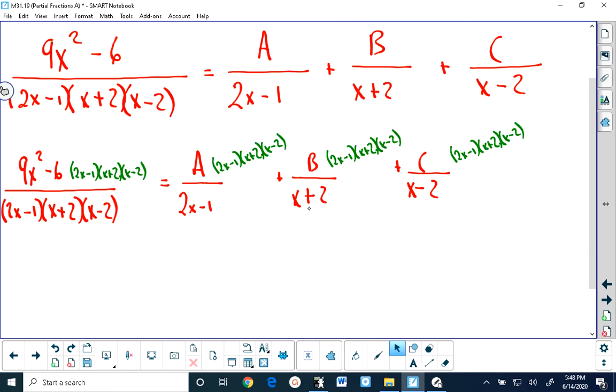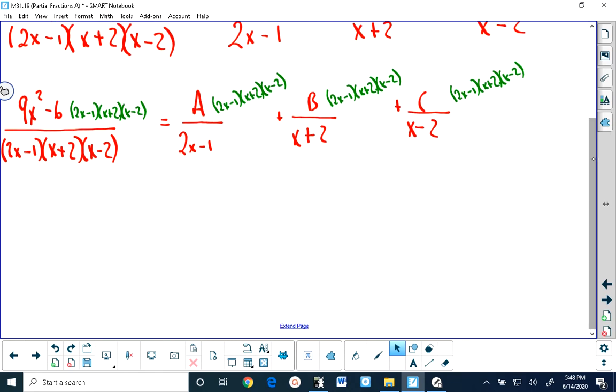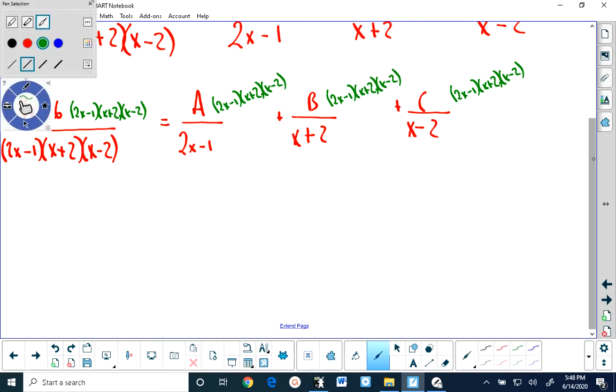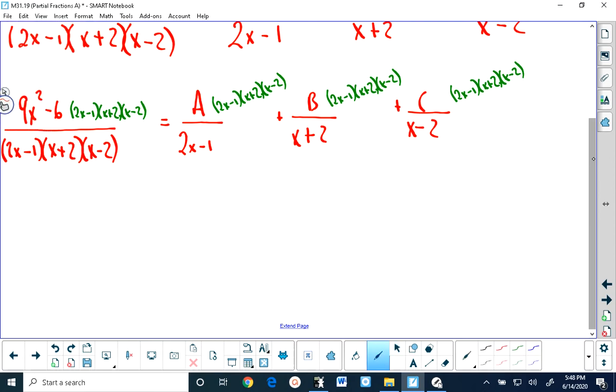If I were doing this on paper, I would be able to write smaller and spread things out more. But because I'm on a smartboard, I had to kind of make things fit. What's going to happen is on the left-hand side, all of those factors cancel. I should just make one minor correction to what I have on the left-hand side. This 9x squared minus 6 is in brackets.